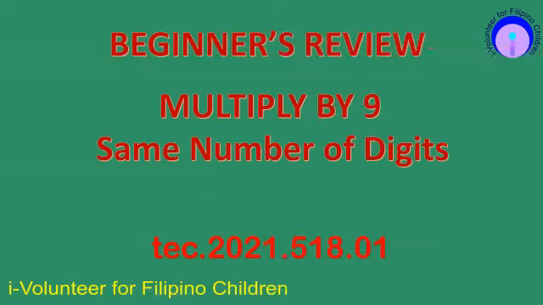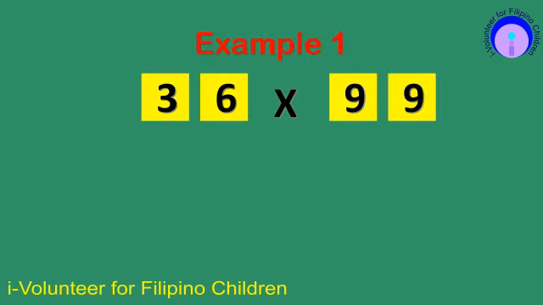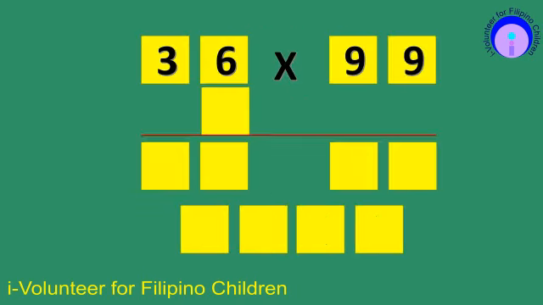The topic for today is the multiplication of a number whose digit is the same as the number of digits of 9. For example, 36 times 99. Always remember that the first two digits of the product is always 1. Therefore, 36 minus 1 is 35.